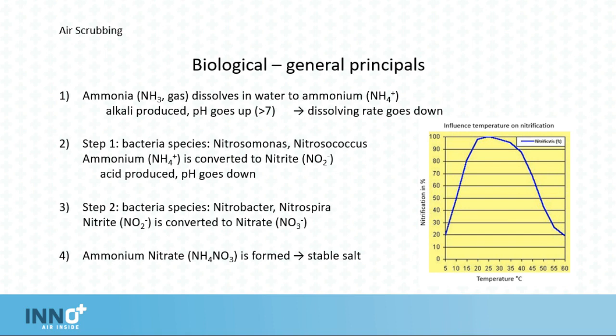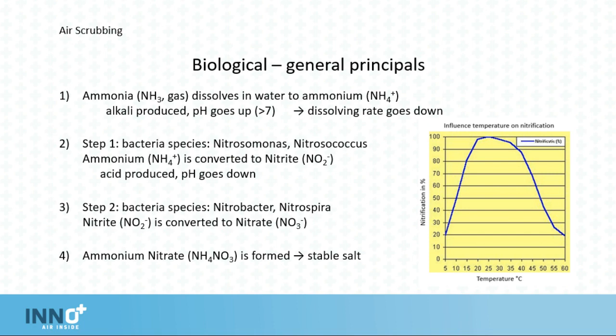And then there is a second step, with bacteria species usually Nitrobacter and Nitrospira, and they convert the nitrite to the nitrate. And in that process, in total, ammonium nitrate is formed. And this is also a stable salt, so it will remain in solution. And it's also used as a fertilizer. So these bacteria, they are not special. They are naturally occurring. They grow in soil and in open waters, and use the same processes.